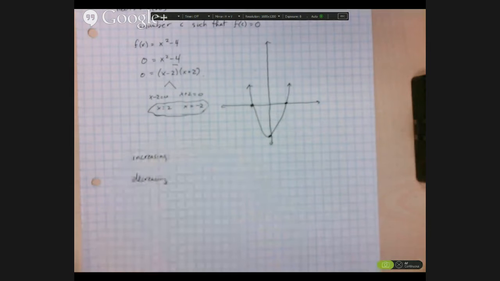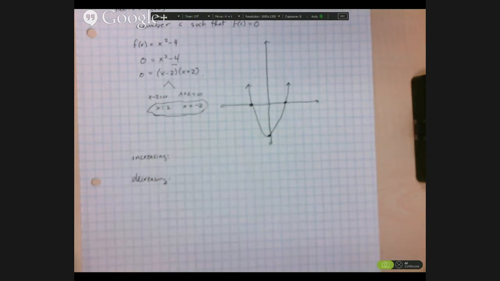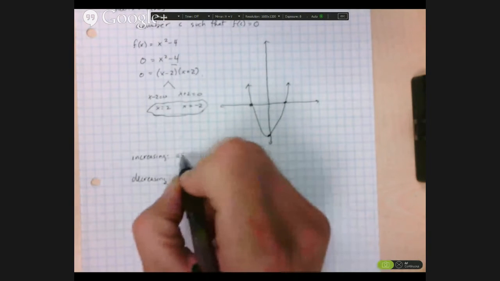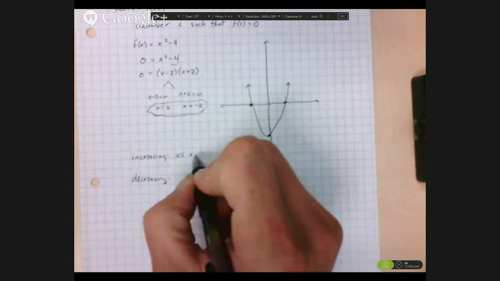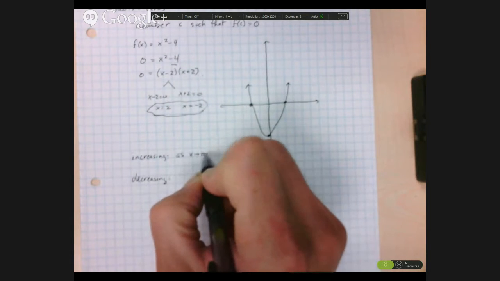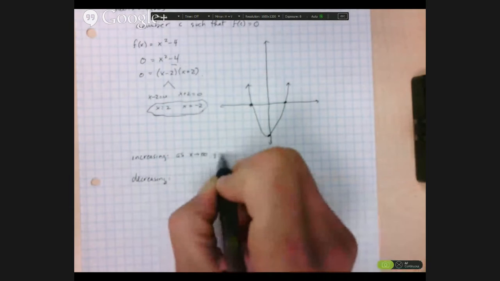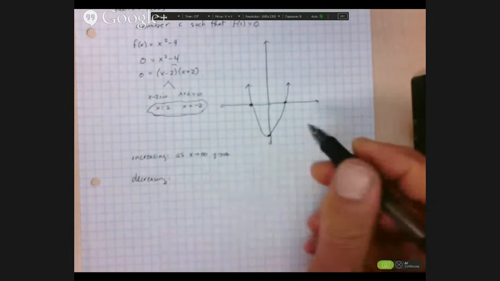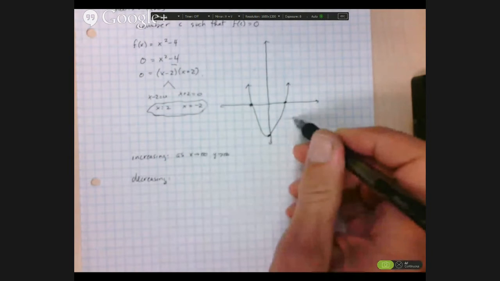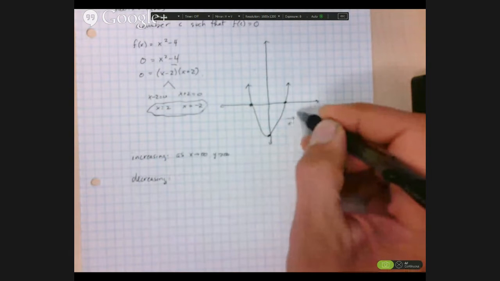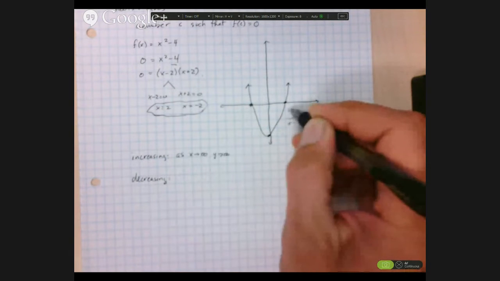So a function is increasing if as x goes to infinity, y goes to infinity. So we're headed that direction in the x, that direction in the y. So this is increasing here.